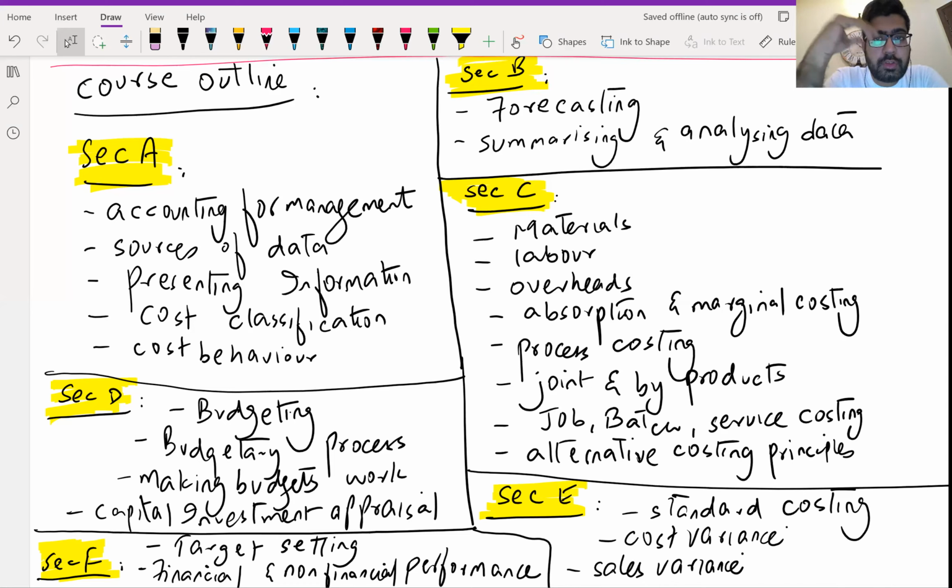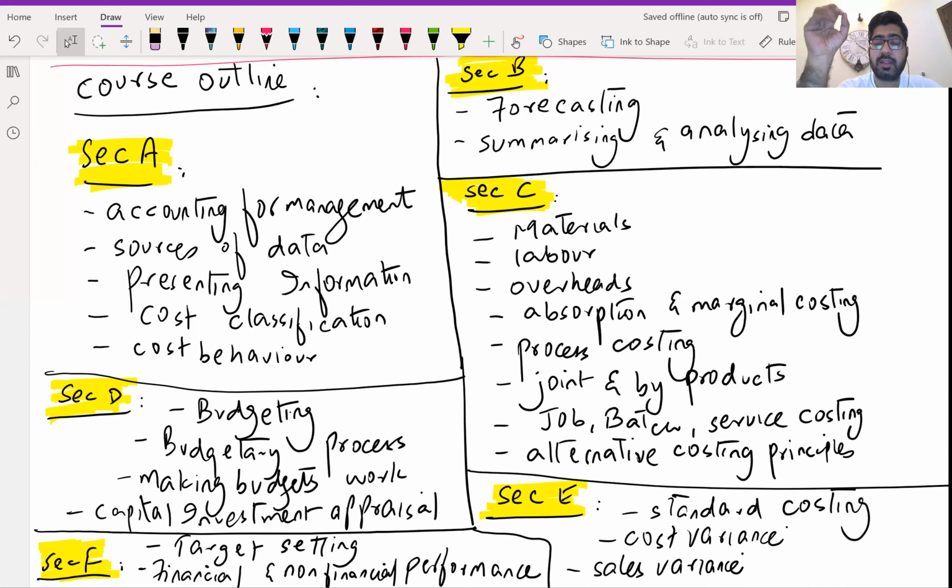So the course outline is that your syllabus or course is broken into 6 sections. Obviously, these sections are distributed by me. Maybe you will open the Kaplan study text, you won't see this section distribution. You open the BPP study text, you don't see this section distribution. Kaplan and BPP have broken them into 5 sections, and I'm saying 6 sections.